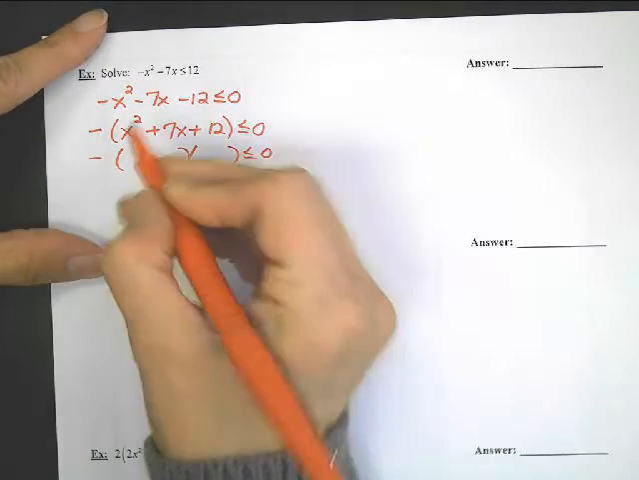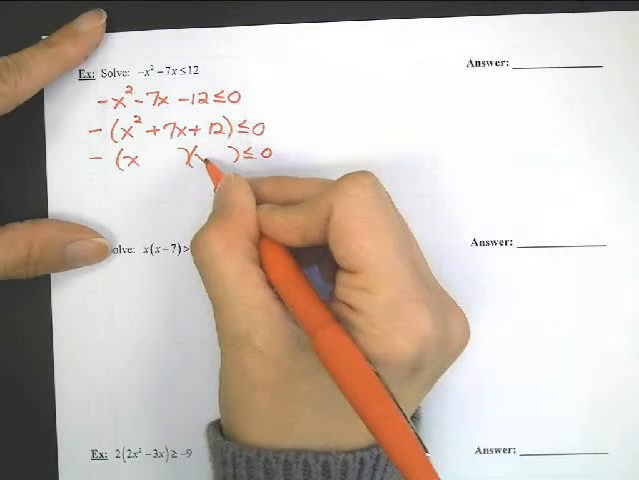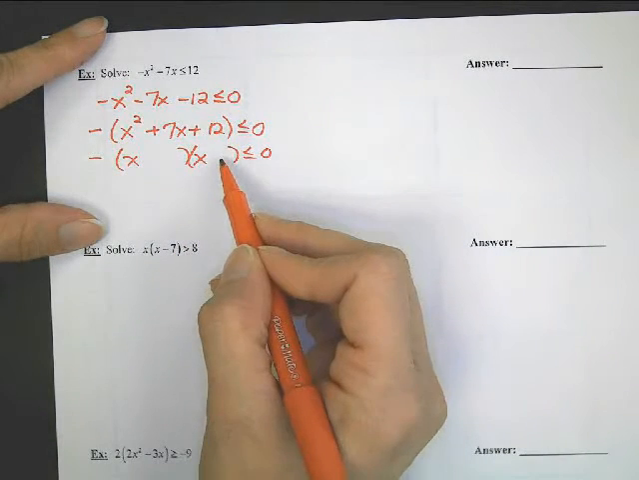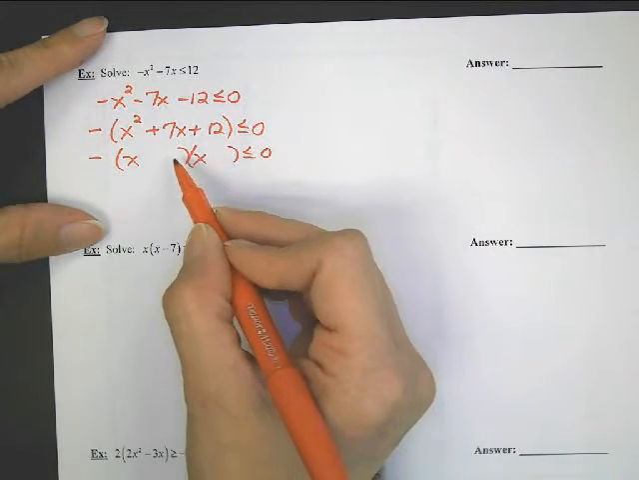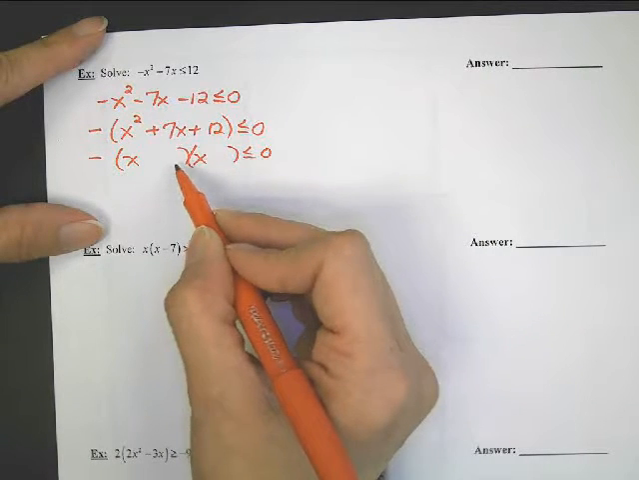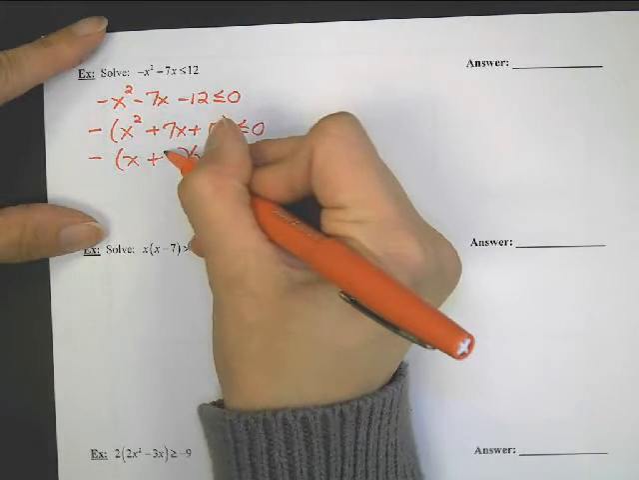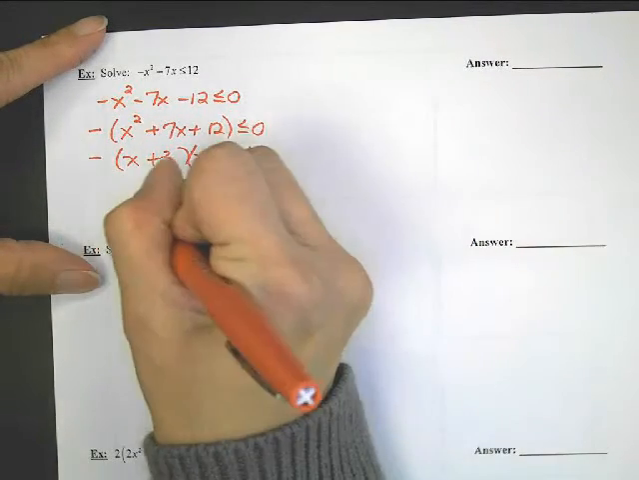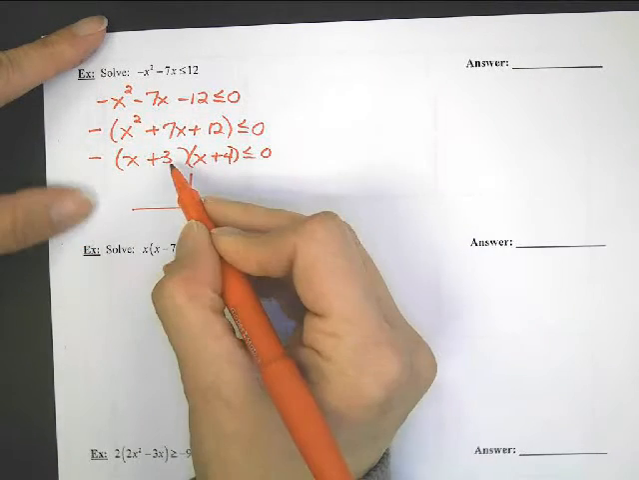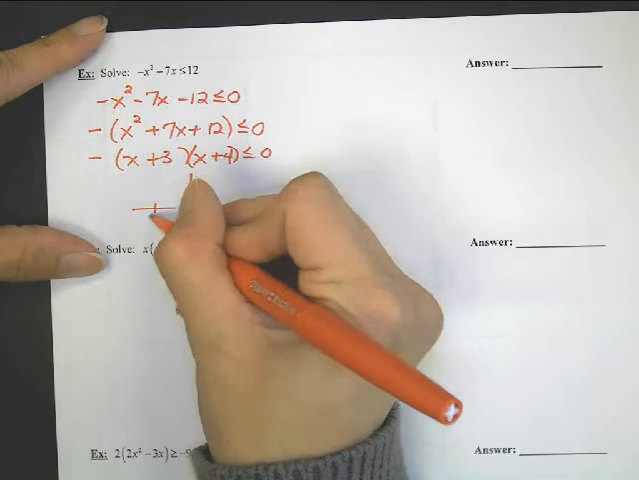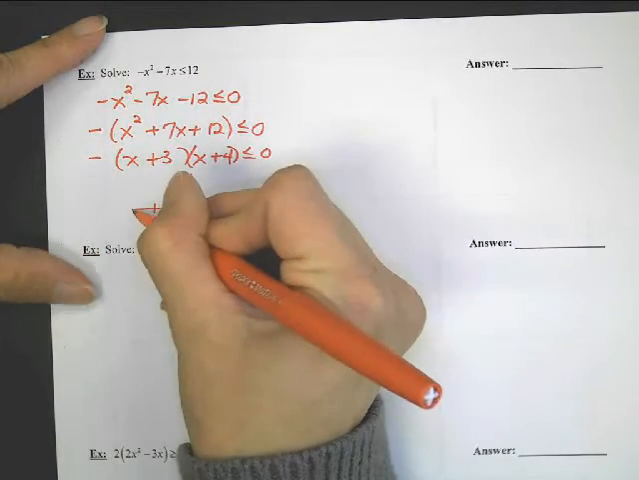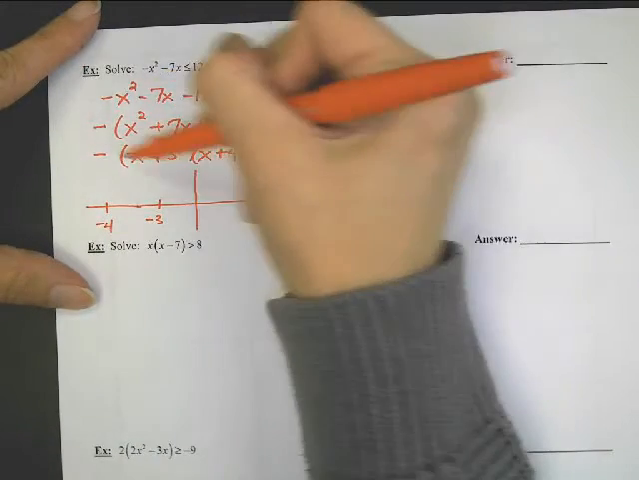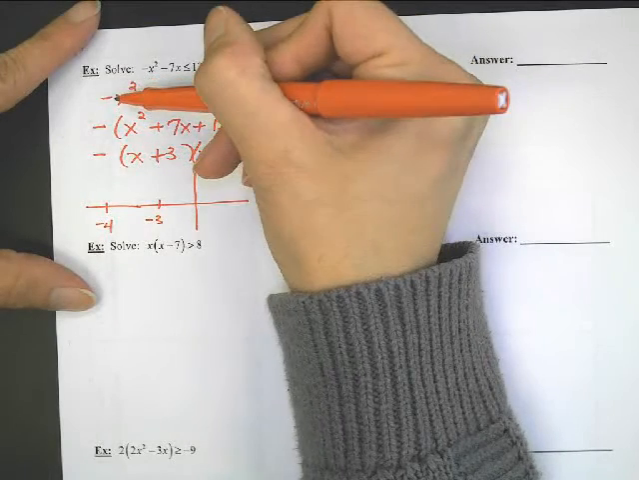Now we're going to go ahead and factor. The only way to make x squared is to do x times x. 12 is a little more interesting. It could be 12 and 1, but those don't add to 7. It could be 2 and 6. It could be 3 and 4, plus 3 plus 4. So if I look at a quick graph, I've got x-intercepts at negative 3, negative 4, and this is a parabola that's opening down.